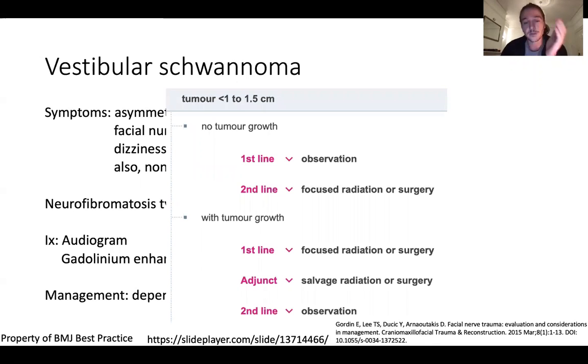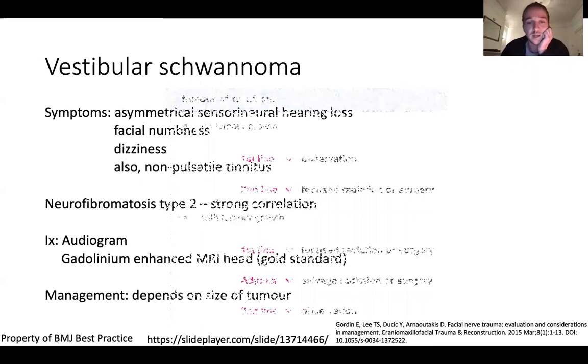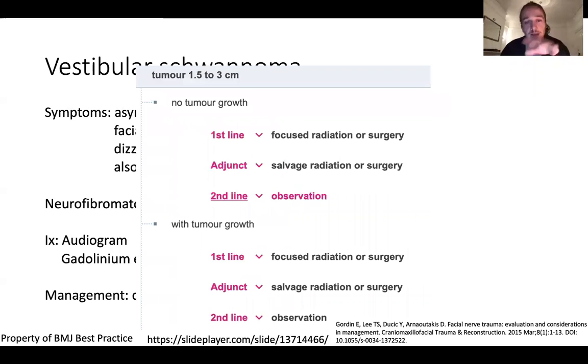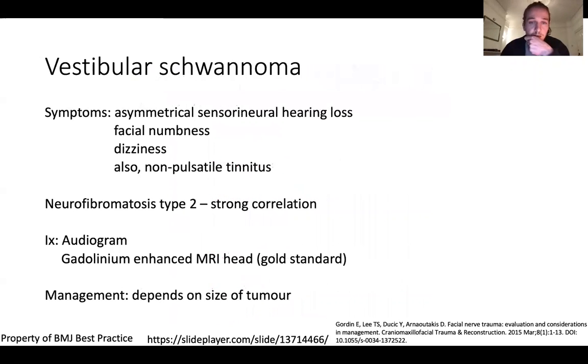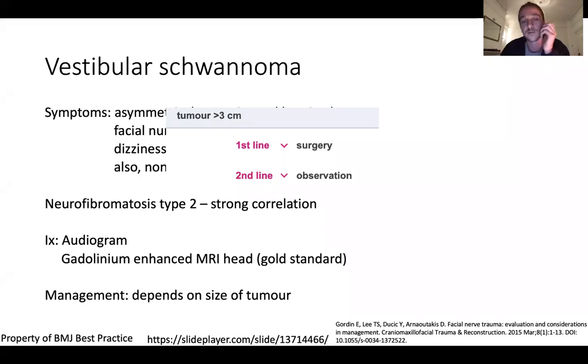So if they're very small, I've taken this from the BMJ's best practice, but if they're very small and it's not growing, you can just observe it. But if it is growing, then you want to do either radiotherapy or surgery. For surgery, they go into the mastoid, so behind the ear, and you access it through there in most cases. If it's a bit bigger, then obviously your management changes. And then if it's really big, so 3 centimeters, then your first line will be surgery.